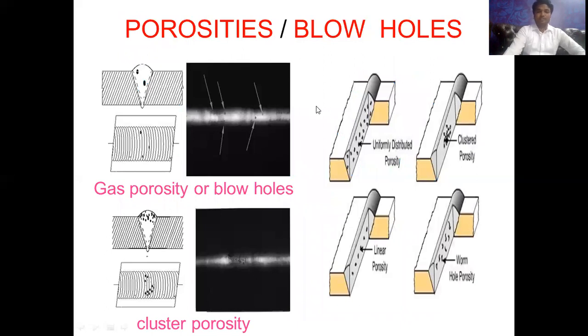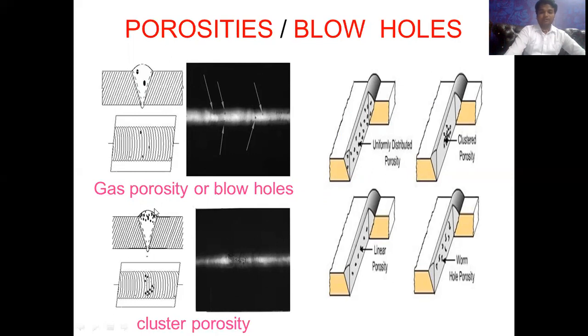So this figure represents the different porosities. If the pores are very small, we call it porosity. If we observe large diameter pores, we call it blowholes. So this can form on the surface and also inside the weld pool. Gas porosity or blowholes.